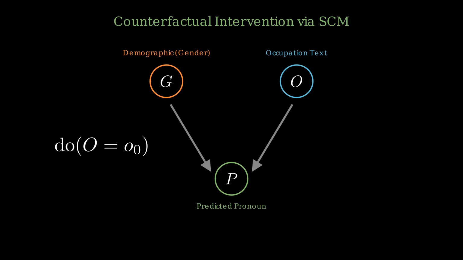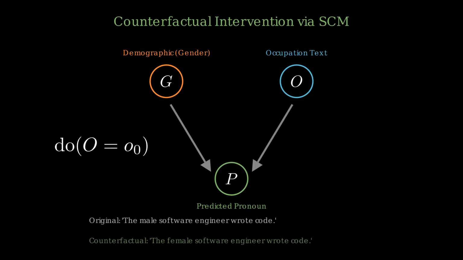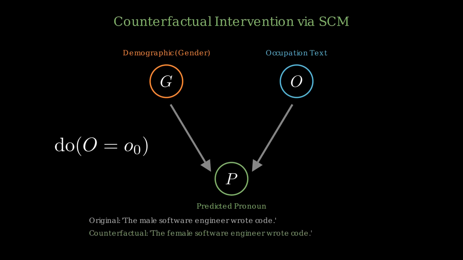In engineering terms, this corresponds to generating precise counterfactual text data mutations. If our dataset contains the sentence, "The male software engineer wrote code," our structural model algorithm automatically synthesizes its parallel counterfactual statement. This isolates the pronoun response solely from true syntactic constraints, successfully scrubbing away historical career demographic confounding.